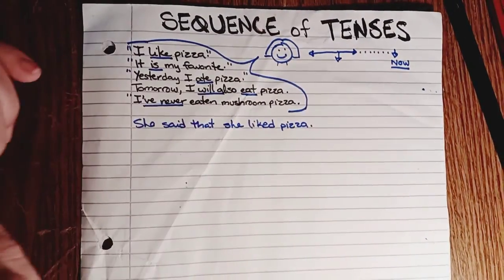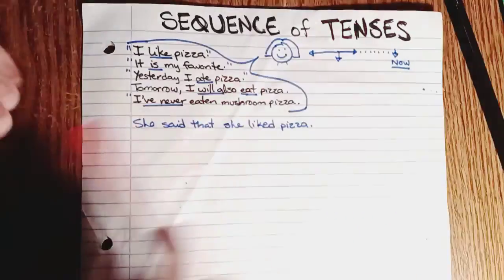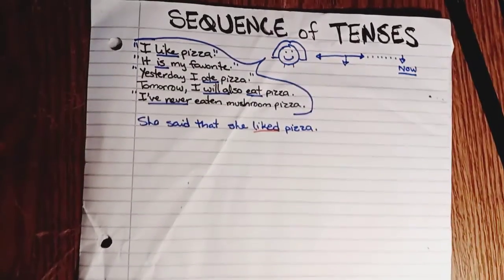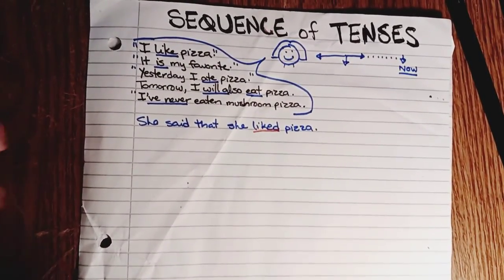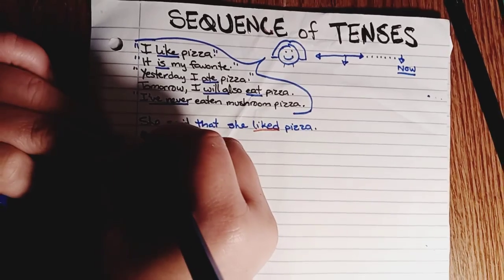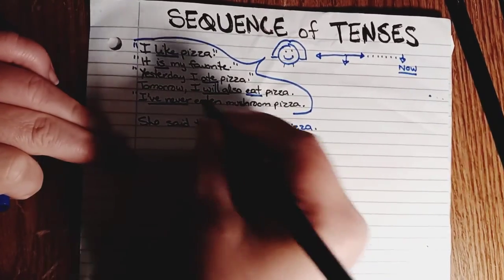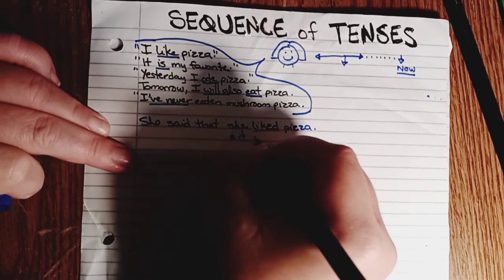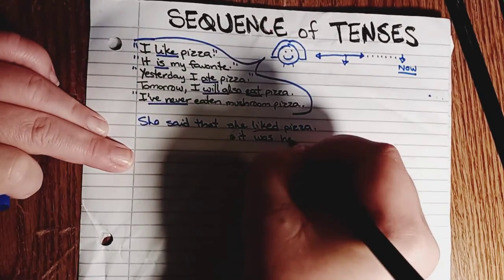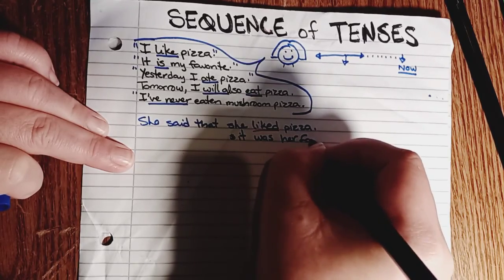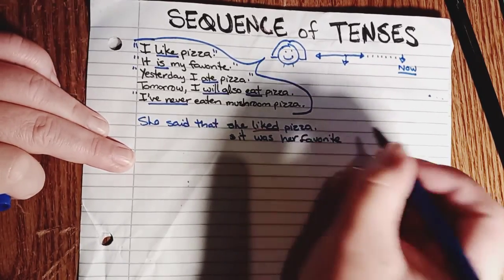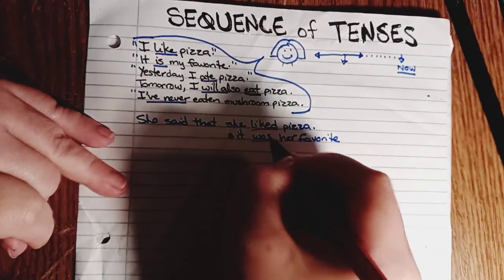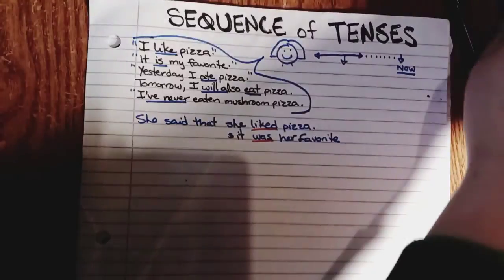So as you can see, present tense changes to past, because we don't know if it's true anymore. So she said that it is my favorite. We would have to change it to, it was her favorite. Okay, so we're changing the tenses of the verb because we can't guarantee that it's true anymore.